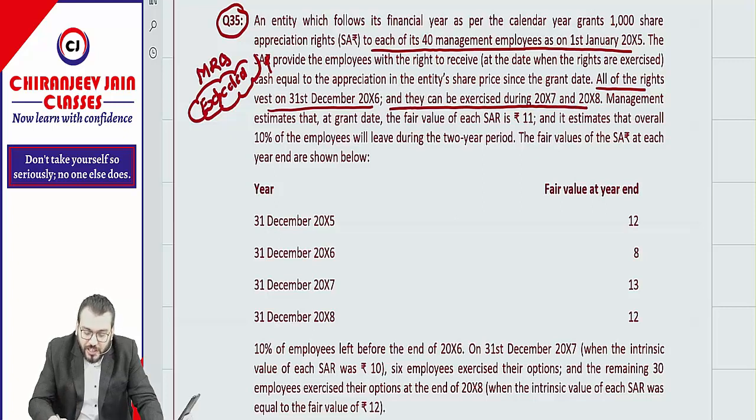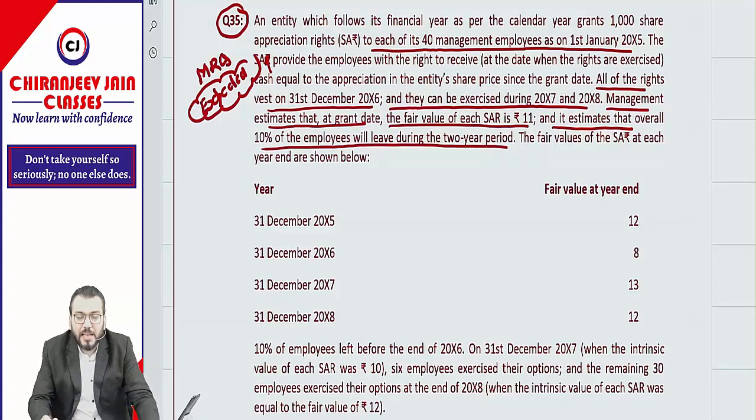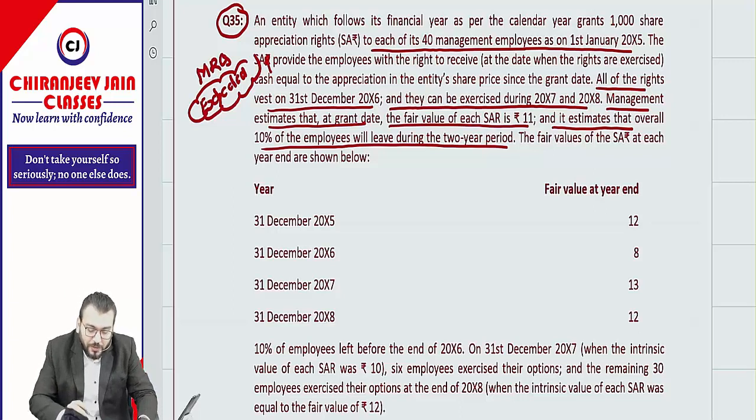So there are two exercise periods. Management estimates that at grant date the fair value of each SAR is rupees 11, and it estimates that overall 10% of employees will leave during the 2 year period. Correct? Overall means the word is overall. This is not an annual departure rate, it is an overall rate. The fair value of SAR at each year end is as given below.